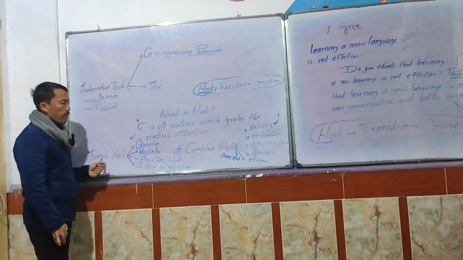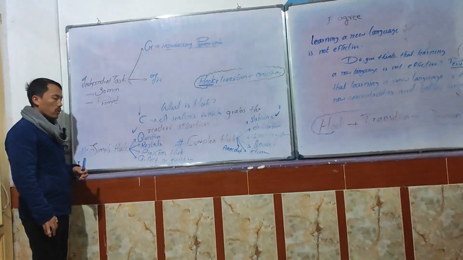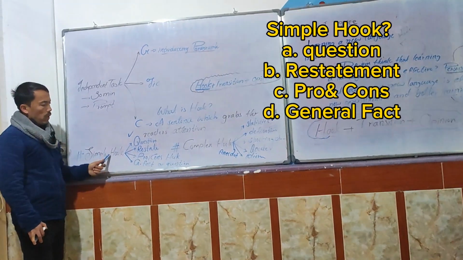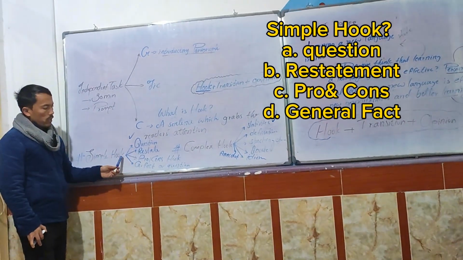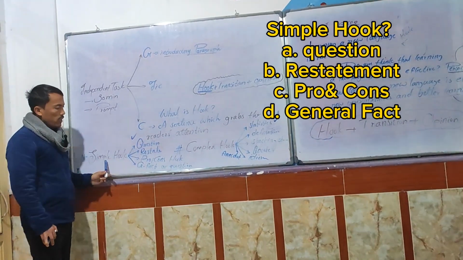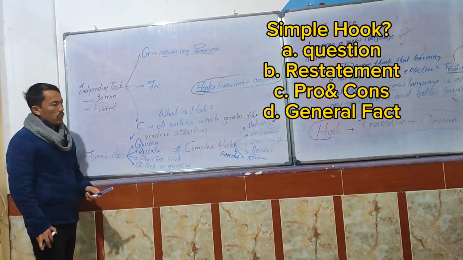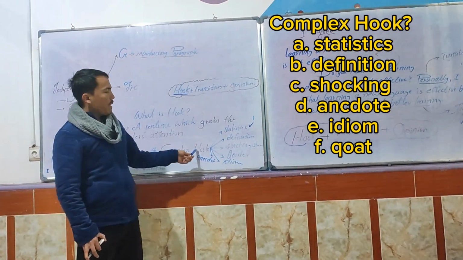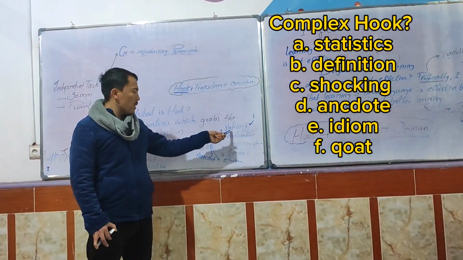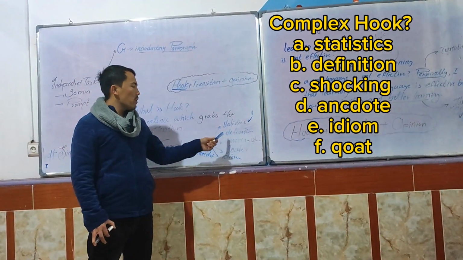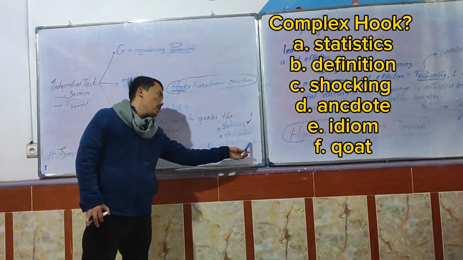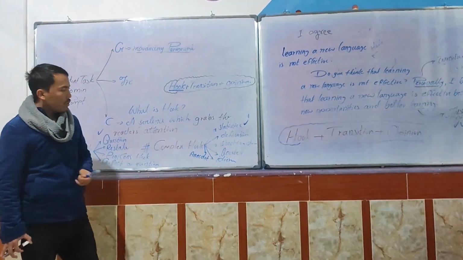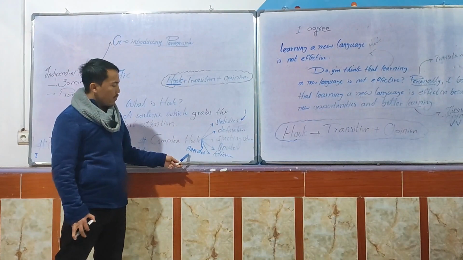We have to understand the types of hooks, that we have 2 types. Number 1 is a simple hook, like a question. A simple hook can be a restatement. It can be a pros and cons hook. It can be a general fact or question. As well as if we come to the complex hook, we can say that a complex hook can be statistics. It can be a definition. It can be shocking statistics. It can be a quote or a famous quote. It can be an idiom or anecdote.